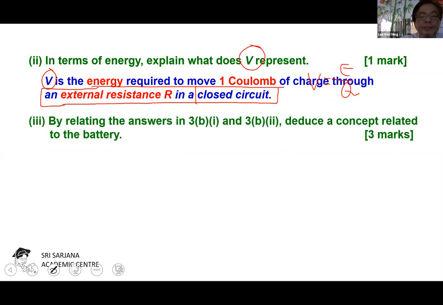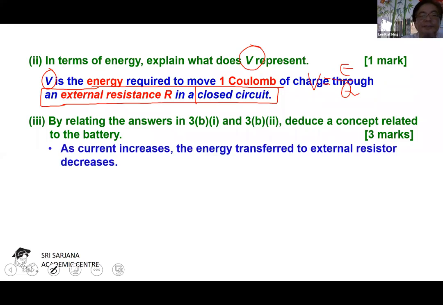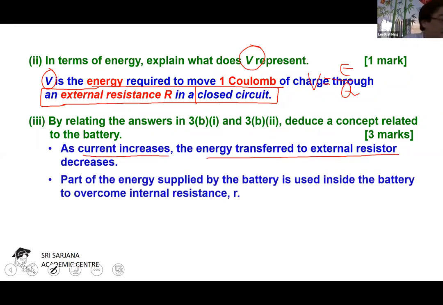So deduce a concept. Just now you already learned, when current goes up, the V goes down. Why will the V go down? Because energy is used, energy is transferred. When current goes up, energy is transferred to the external resistor. Why did it happen? When you switch on, that means the current will flow, current increases. Some of the energy is transferred to the external resistor, the big R. Some of the energy is used to overcome the internal resistance.